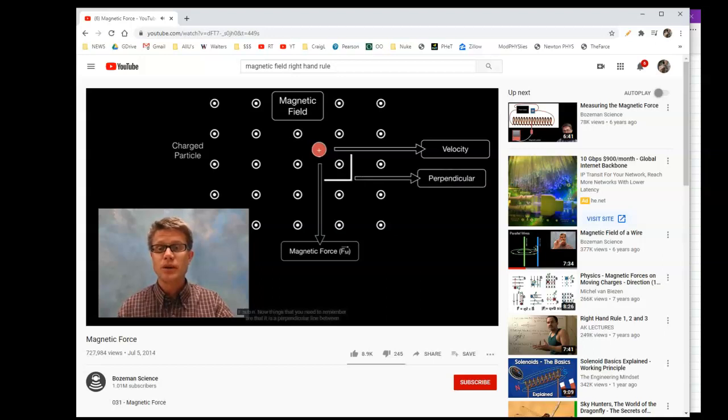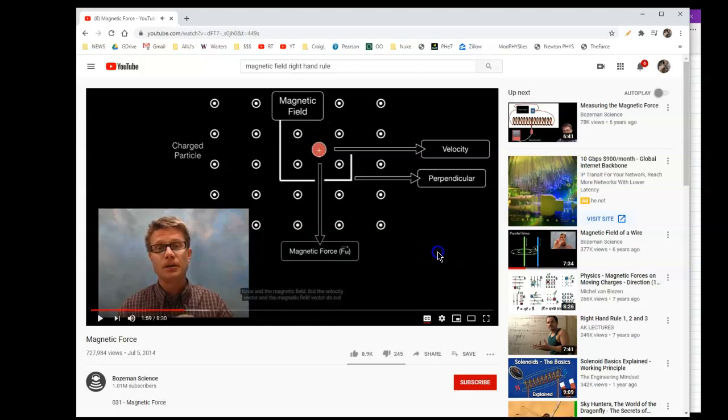Now, things that you need to remember is that it's a perpendicular line between the magnetic force and the velocity, and it's also perpendicular between the magnetic force and the magnetic field. They're actually mutually perpendicular. V, B, and F, the velocity, the magnetic field, and the force are always mutually perpendicular to each other.